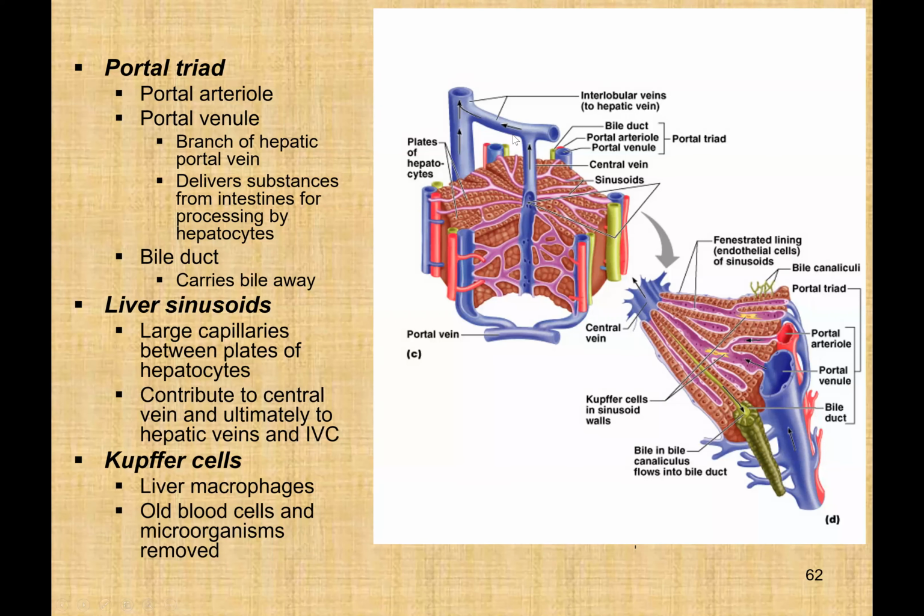Now within the sinusoids, we have something we call the Kupffer cells, and they are actually liver macrophages, and they are able to remove old blood cells and microorganisms. That is why we say the liver is responsible for breaking down what? Old blood cells and converting them to products such as bilirubin and bilirubinogen, which are stored in the liver.